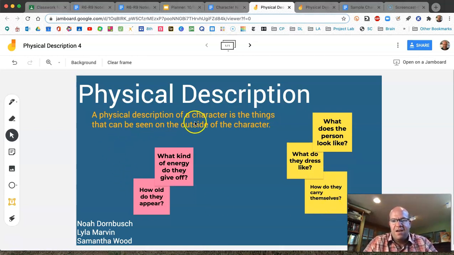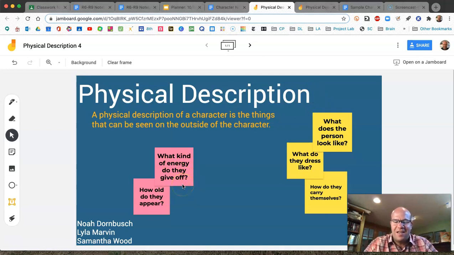So I've got a physical description, so what can be seen on the outside. So I know what he looks like. But there are more things to it, like, well, what does he look like? That's one. What does he dress like? How does he carry himself? Is he confident? Is he sad? Is he hesitant? Is he self-conscious? Like, what are those things? Those are all questions that, if I can answer these questions about someone, I'm like, okay, that kind of describes their physical description.